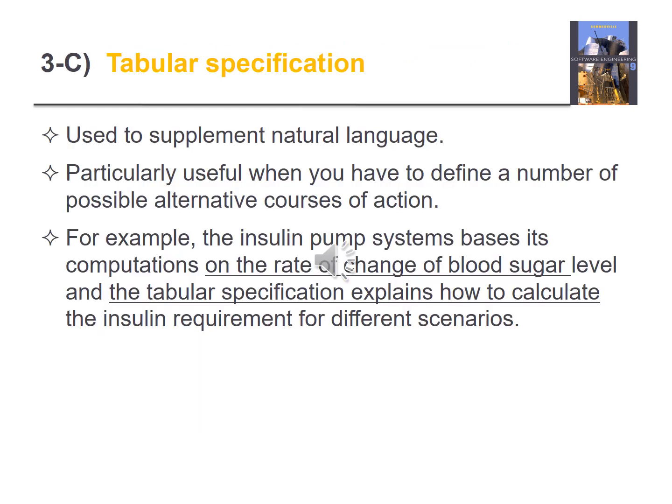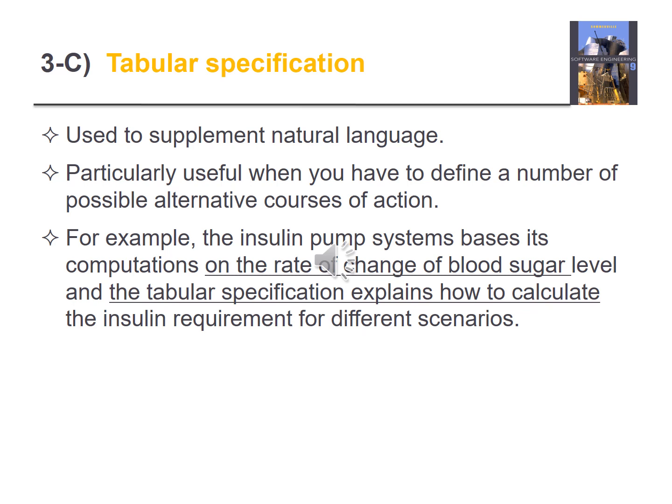As we said just a few minutes ago, tabular specification. Sometimes we find the logic so complicated that I think it's good to use a table. If you have a compound condition: if A, then if B, then if C, do this. If A and B and not C, do something. If A and not B and C, do the third one, etc. So the tabular specification is used to supplement natural language, particularly useful when you have to define a number of possible alternatives. If you have many different alternative courses of action, you use this one.